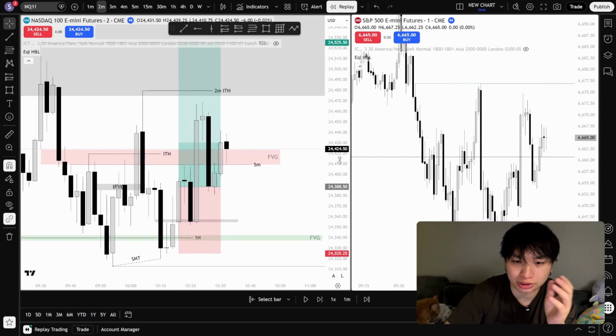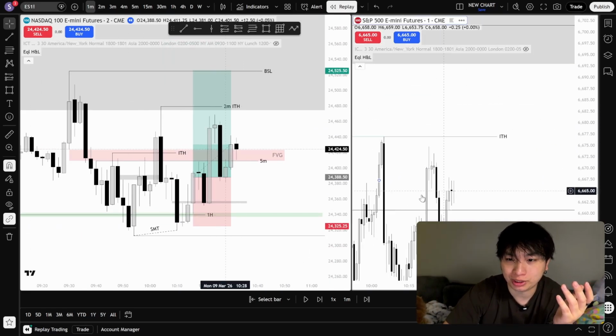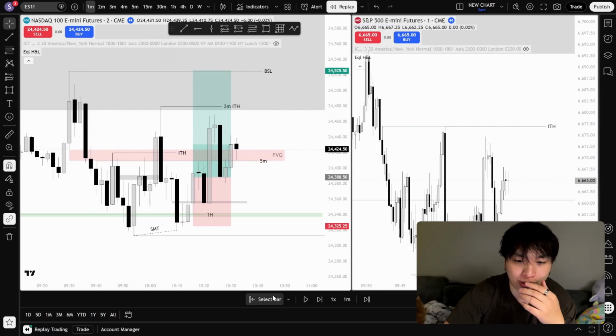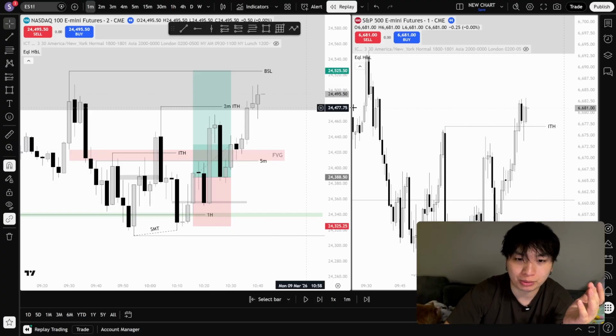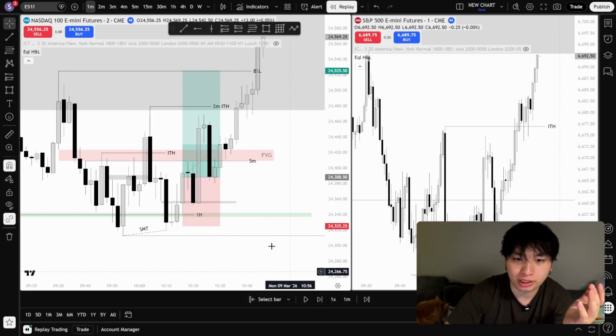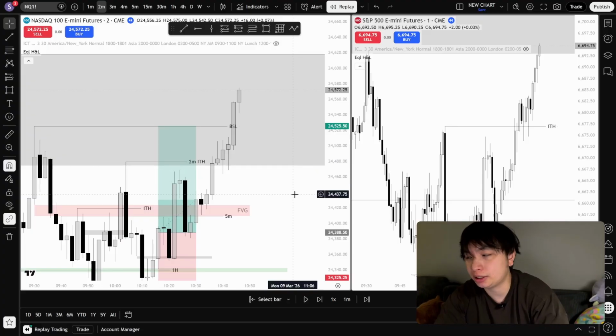I didn't really have any other reason to just go break even. ES didn't sweep it out yet. So we also had equal highs right here. So kind of like waiting. Bang, break even right here. And then buy side liquidity, full TP get taken.